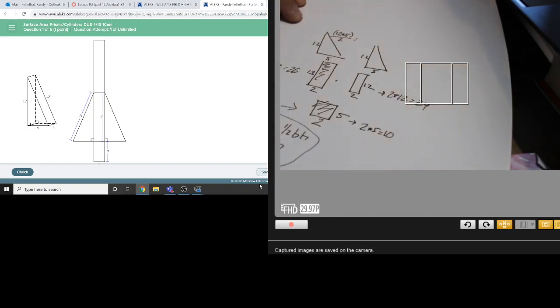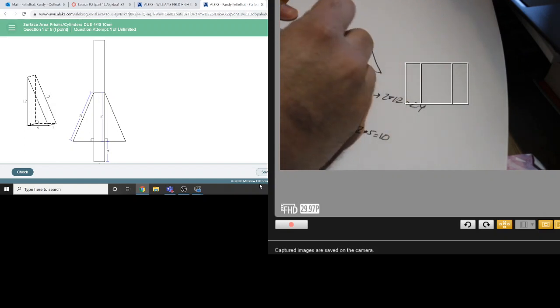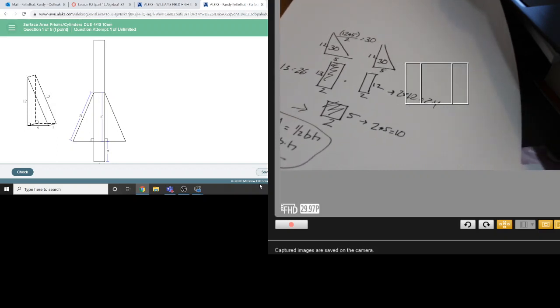12 times 5 is 60. Divided by 2 is 30. The area of this triangle is 30. We already know they're both 30. So I'm just going to automatically put that one in there.